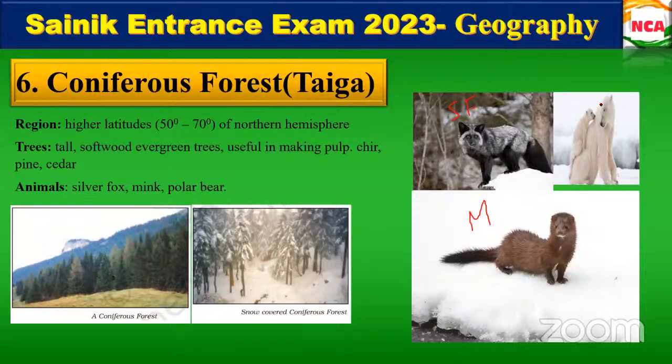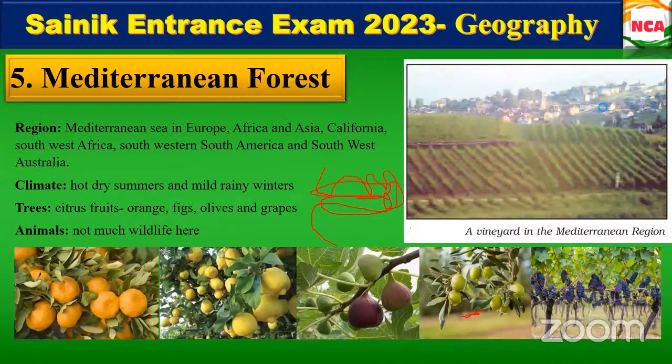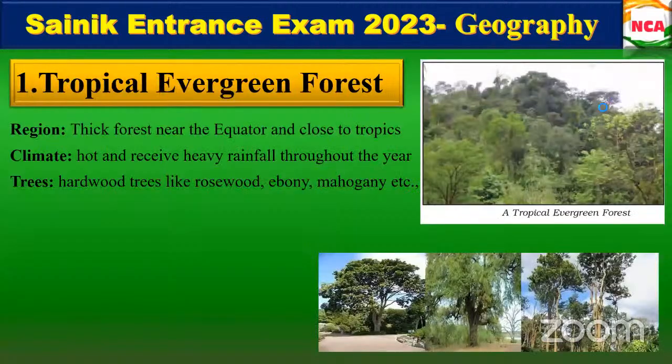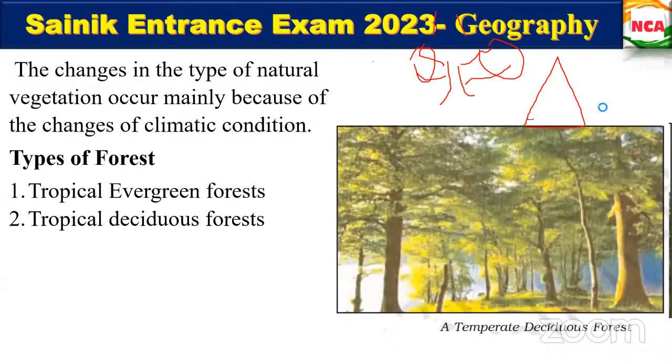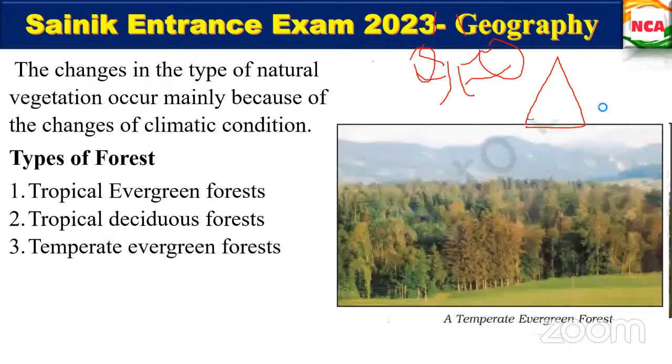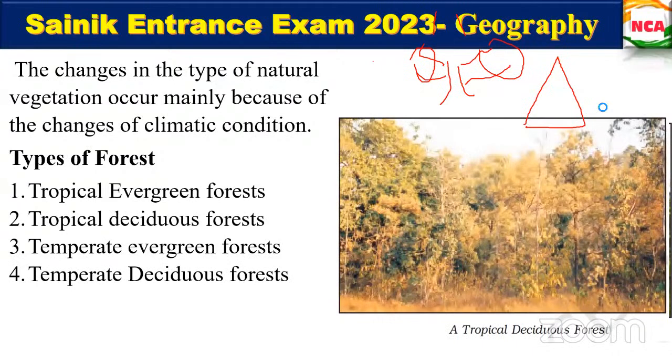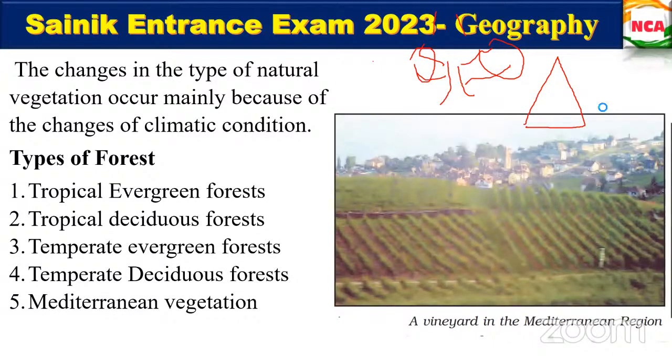Is this clear till now? So what are the trees we have seen? What are the different types of vegetation we have seen? So types of forest, we have tropical evergreen forest, tropical deciduous forest, then temperate evergreen forest. This is the tropical deciduous forest picture, okay? This is the temperate deciduous forest, fine? So next is Mediterranean vegetation, and next is coniferous forest.